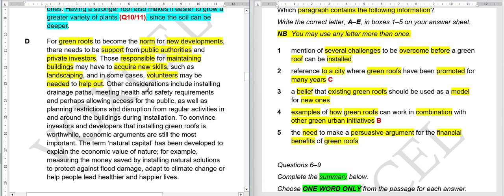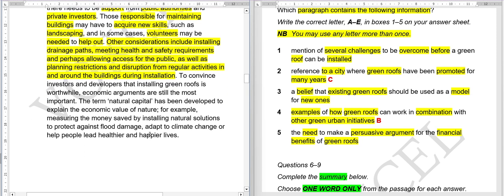Other considerations include installing drainage paths, meeting health and safety requirements, and perhaps allowing access for the public as well as planning restrictions and disruption from regular activities in and around the building during installation. So these are the other problems that we have to take care about. To convince investors and developers that installing green roofs is worthwhile, economic arguments are still the most important. So if you want to convince investors and developers that installing a green roof is a worthwhile investment, you have to make economic arguments, because these will be the most important arguments to convince them.